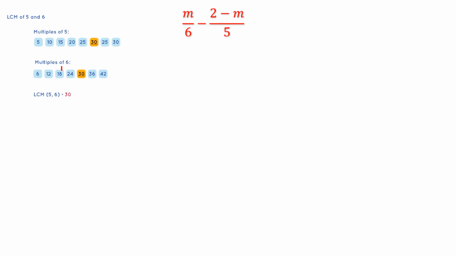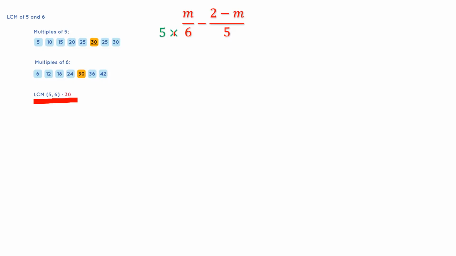Multiples of 6: 6, 12, 18, 24, and 30. So that means that the LCM of 5 and 6 is 30. So we have to make the denominators both the same as the LCM. What times 5 is 30? Sorry, what times 6 is 30? Well, 5 times 6 is 30.